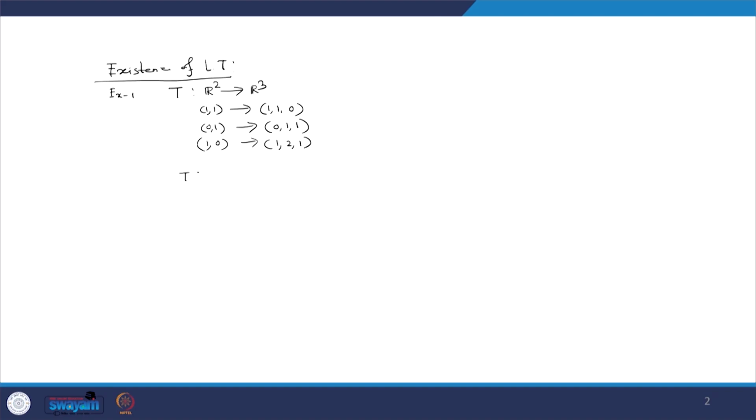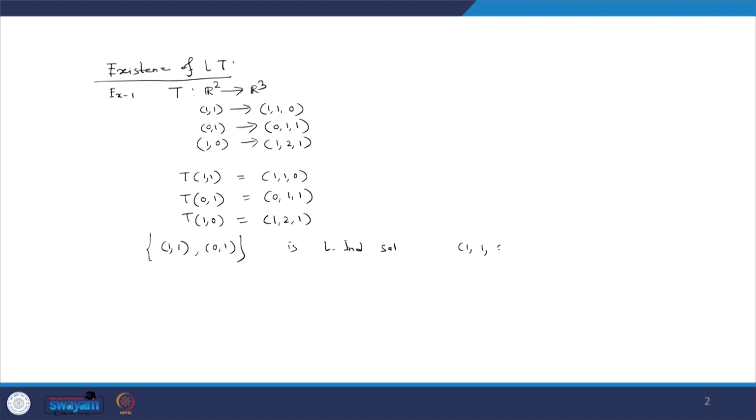It is given that T of (1,1) equals (1,1,0), T of (0,1) equals (0,1,1), and T of (1,0) equals (1,2,1). We have to check whether such a linear transformation exists or not. First we see that the set {(1,1), (0,1)} is a linearly independent set. Let me call it B, and let B prime be the set consisting of (1,1,0) and (0,1,1).